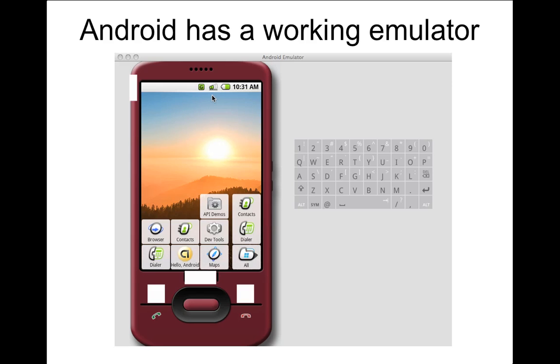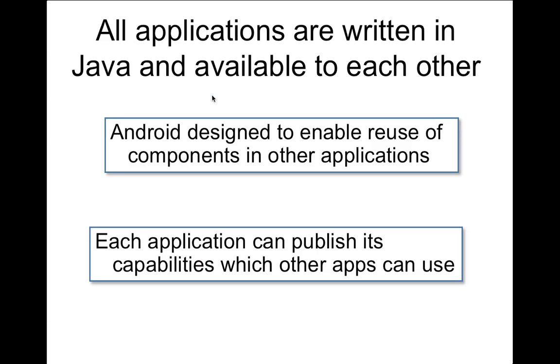As a working emulator, this is just an example of an old one. I'll skip through it because it looks kind of old. All the applications written in Java are available to each other. Android is designed to enable reuse of components in other applications. We've got a lot of pre-built components for sending a message, creating a notification, and all sorts of built-in functionality that supports Google phones. Each application can publish capabilities, which other apps can use.